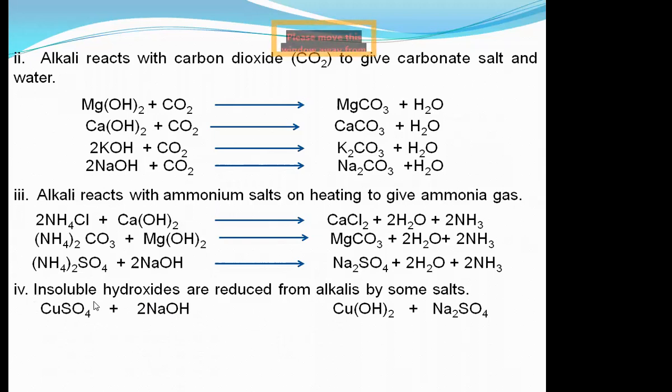This copper hydroxide is insoluble in nature, so this insoluble hydroxide is formed, or produced, when copper sulfate reacts with NaOH. So Na combines with SO4 to give Na2SO4, and then copper hydroxide like this.